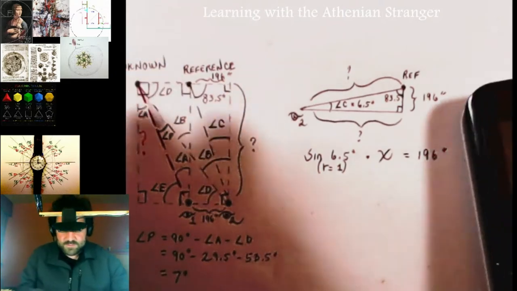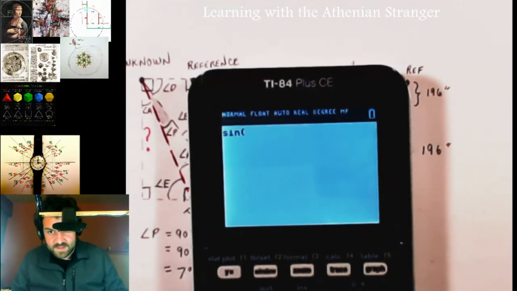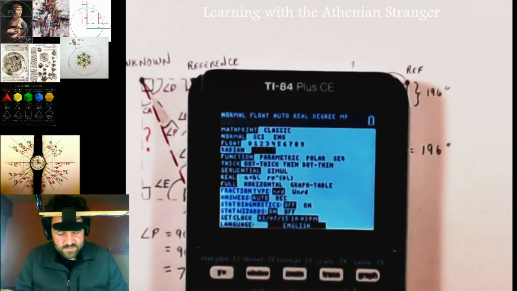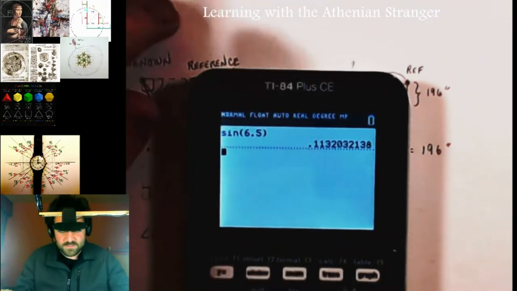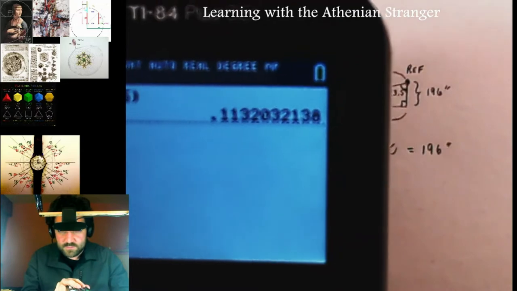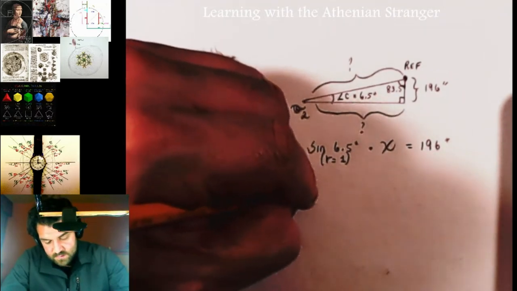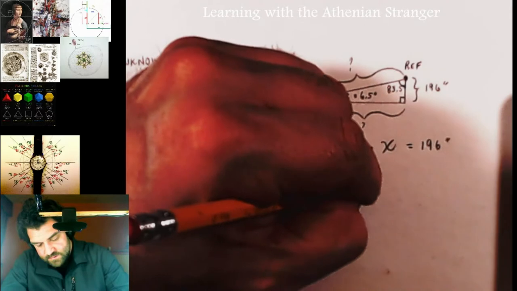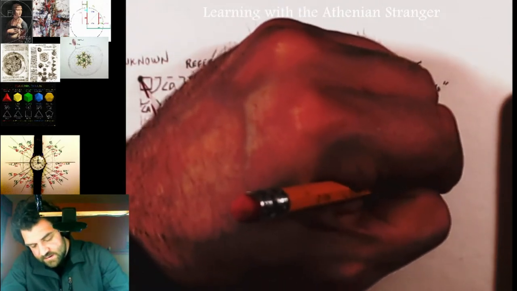So first we need to know what the sine of 6.5 degrees is. And for that, we're going to use our fancy calculator. We will take the sine of 6.5 degrees. Make sure it's in degrees. The way you do that is go down, make sure you've got this in degrees. All right, so take the sine of 6.5, and that's going to give you the radian measurement for a unit circle of radius 1 of 6.5 degrees, and that was 0.113202138. So we need to rewrite this as 0.113202138 times x equals 196 inches.